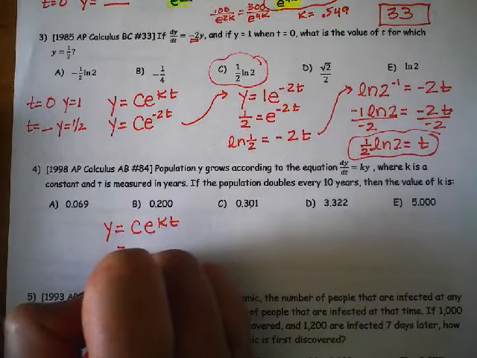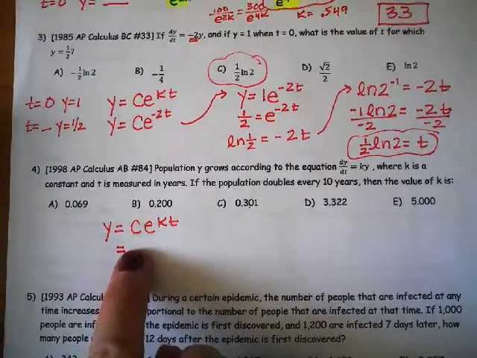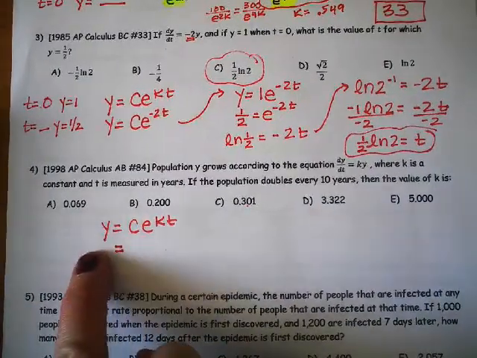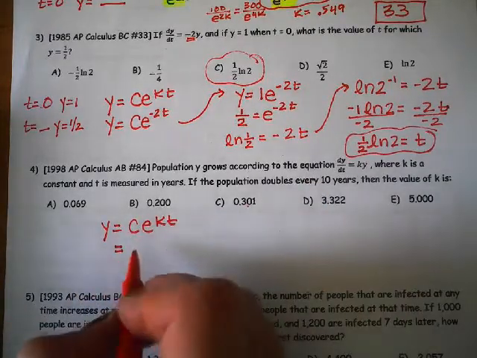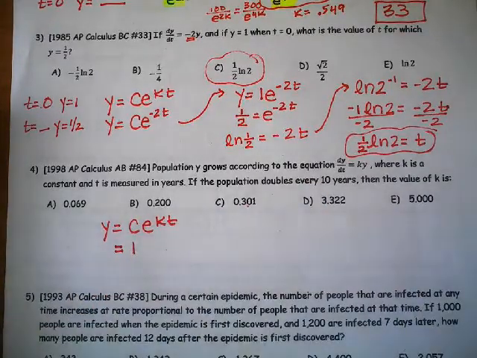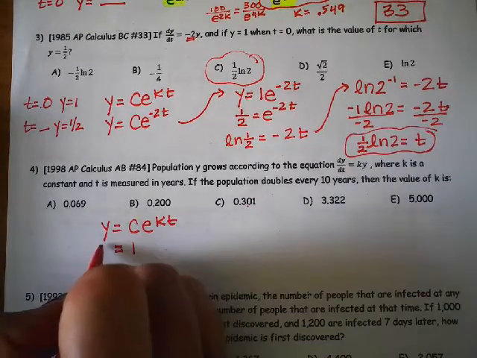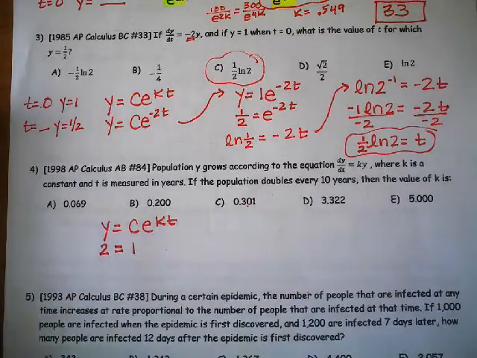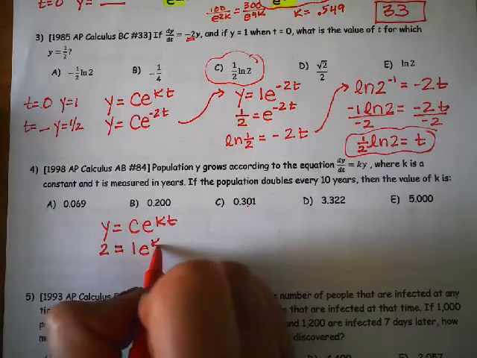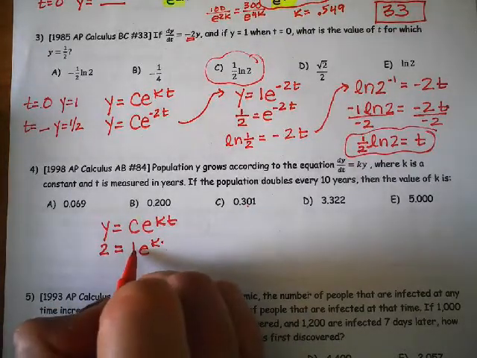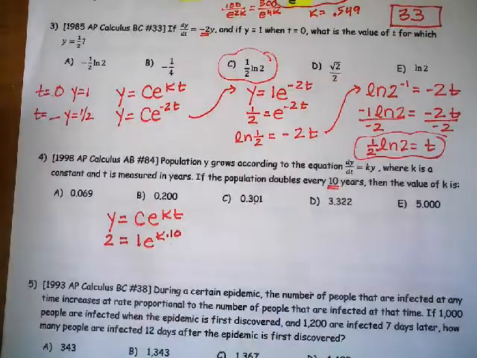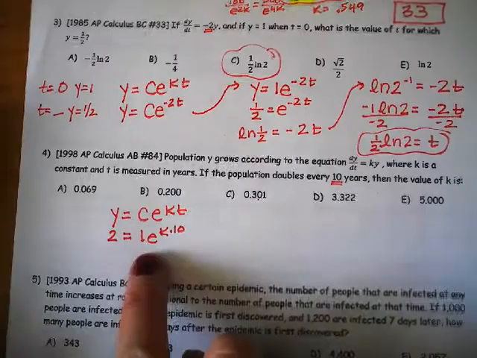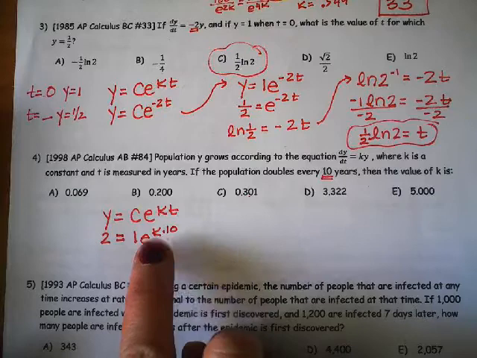Well, if something doubles every 10 years, it doesn't matter what we start with. We're going to double it after 10 years. So the easiest thing to do when it says doubles, let's assume we just start with 1. If we start with 1, when we double it, we're left with 2. E to the K, and how long did it take to get from 1 to 2, or to double? Every 10 years it doubled. So this is my equation I'm going to use. I'm going to try to solve this for K.